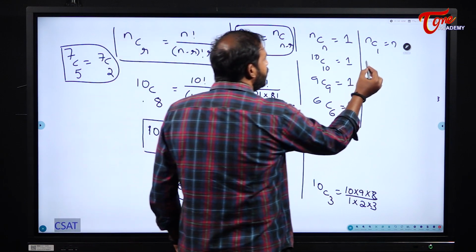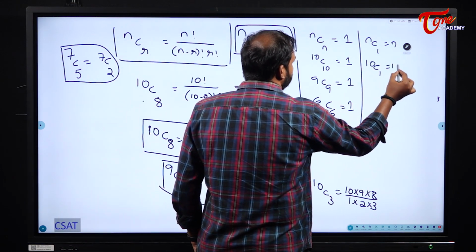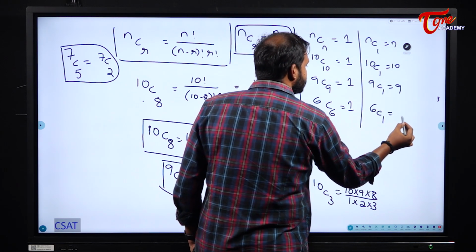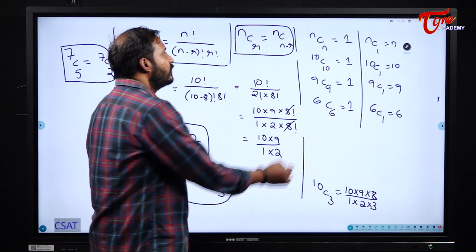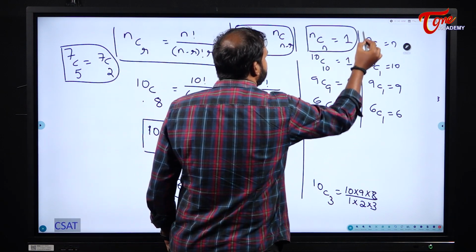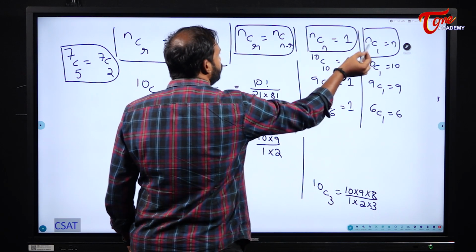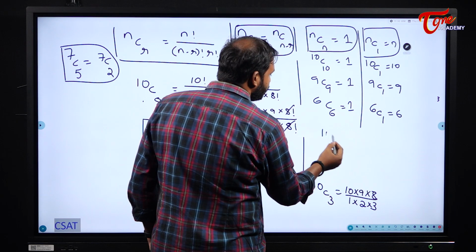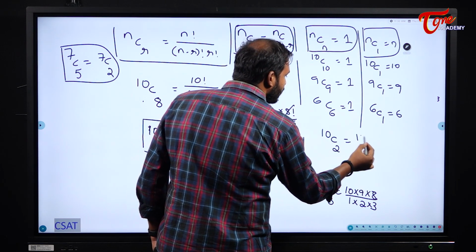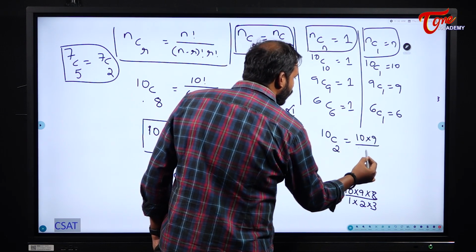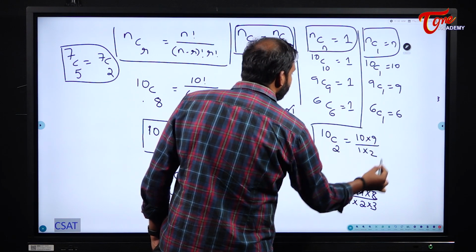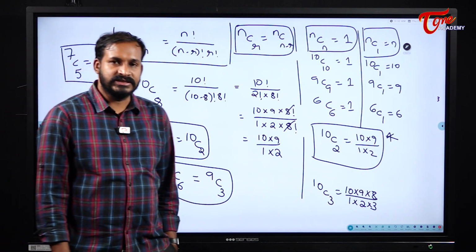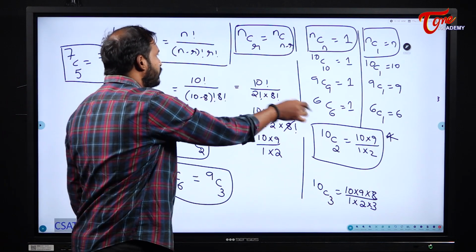That means, for example, 10C1 means 10, 9C1 means 9, 6C1 means 6. Like this, directly we will write. So please observe these things. These three things are very important, as well as how we will find the values. If I have something like 10C2, I will decrement 10 for 2 times, so 10 into 9 by 1 into 2. These four are very, very important to get our answers quickly. To get the answers quickly, we are going to take the help of these four things.